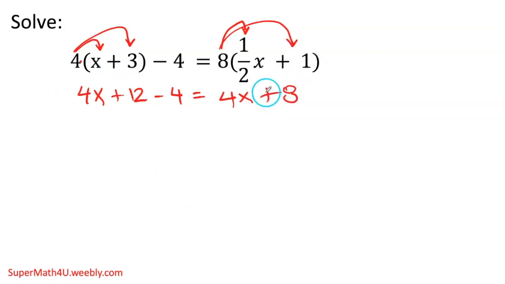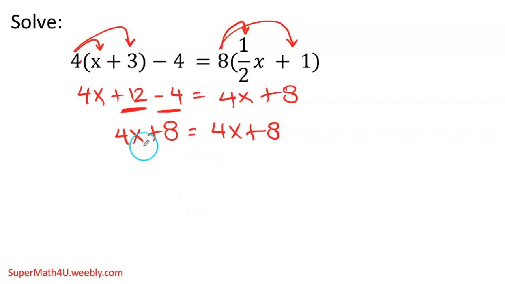Once you distribute those parentheses, see if you can combine like terms on both sides. On the left side, yes, I can combine the 12 and the 4. 12 minus 4 gives me 8. And I bring down the 4x. The 8 is positive because 12 is positive, which is the bigger number. On the other side, I have 4x plus 8.